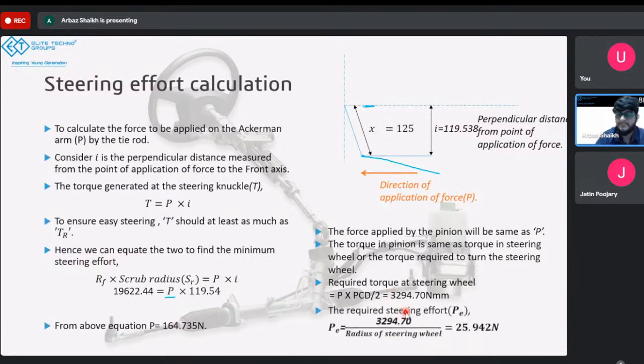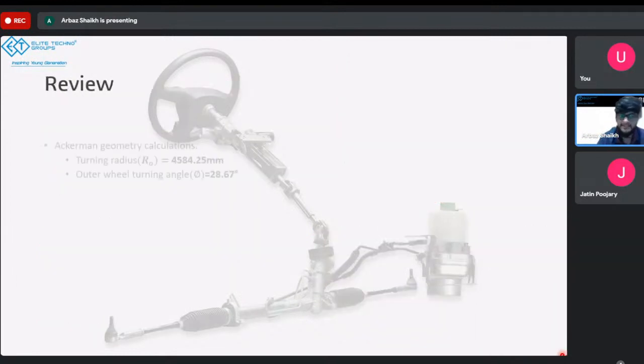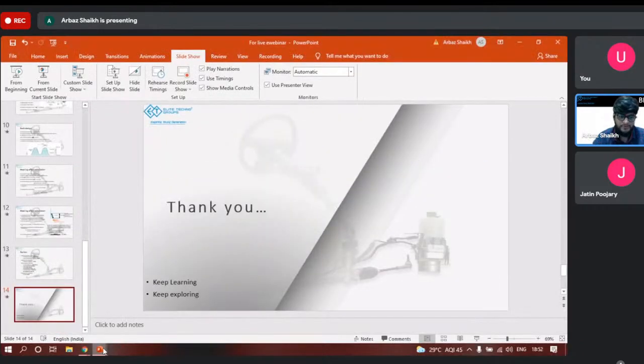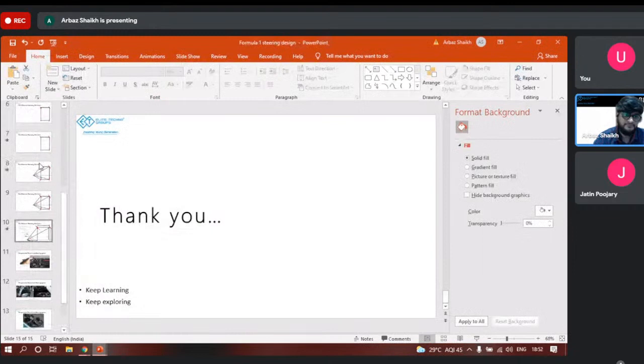This same torque will be given to the steering wheel, and we divide that torque by the steering wheel radius, and we get the steering effort. That's how we calculated the steering effort, right? Next, I'll just go through the Ackerman geometry, anti-Ackerman geometry once again.